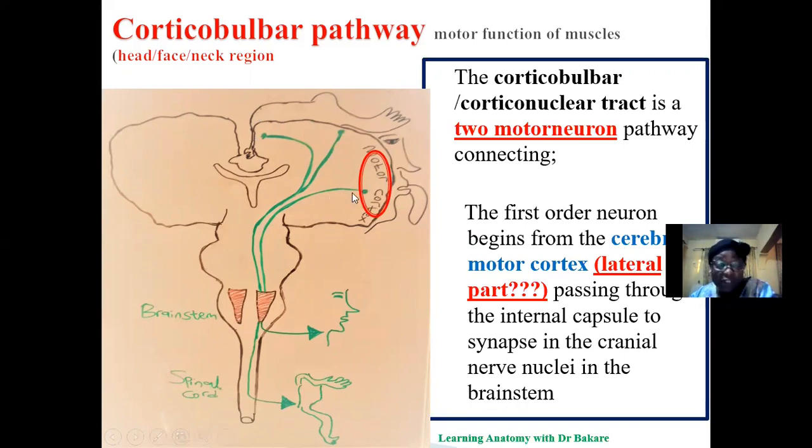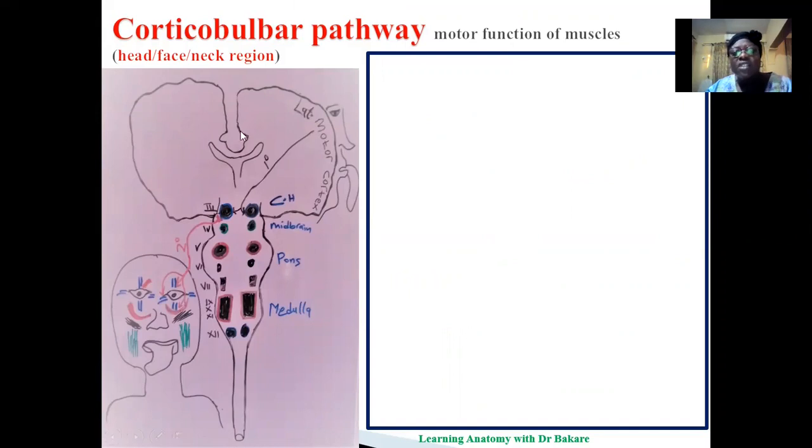So they originate from this region and move through the internal capsule, they descend downward before they finally enter the medullary pyramid to exit to innervate muscles around the head region. If you look at the corticobulbar pathway, it's a two-neuron pathway. This pathway only involves two neurons. So we have the upper motor neuron and the lower motor neuron. The first order neuron will move from the lateral part of the motor cortex and move to the brainstem.